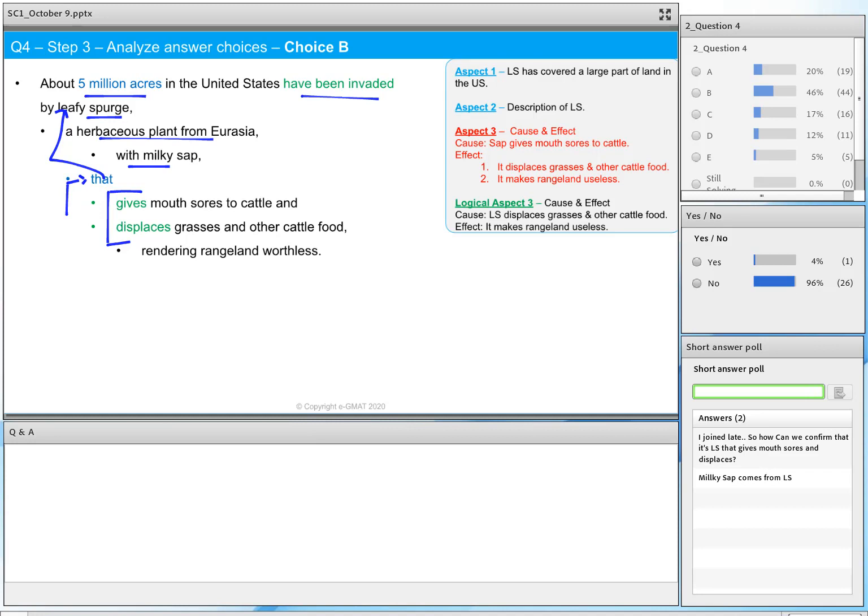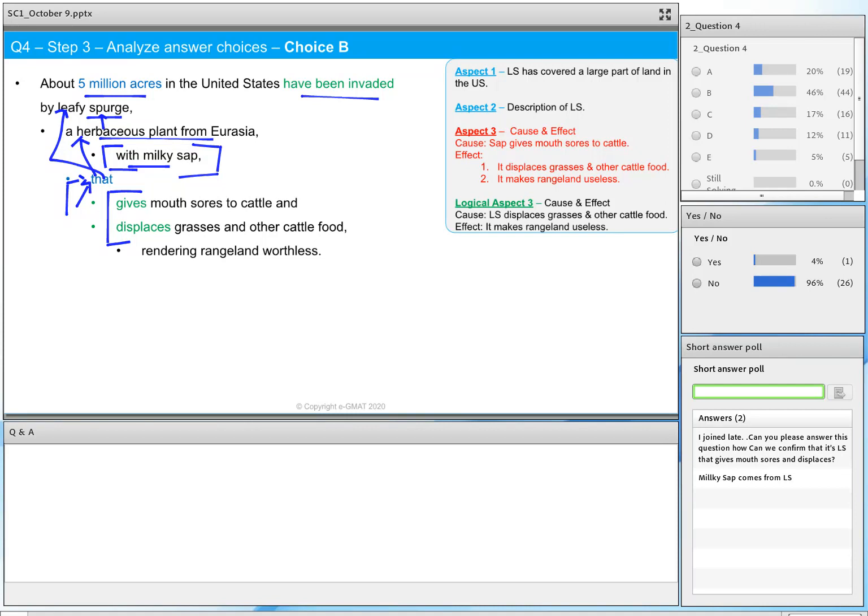Now, how is that going to modify leafy spurge and not milky sap? Well, this modifier "with milky sap" is actually placed between two commas. So here it is a little grammatical nuance. "With milky sap" is enclosed between two commas, and that's what gives the liberty to our noun modifier "that" to jump over this part of the sentence and directly connect with a herbaceous plant, which is talking about leafy spurge. This is called a noun modifier modifying a slightly faraway noun.